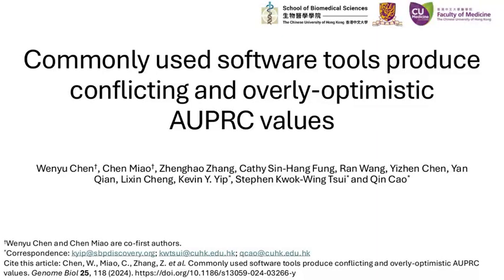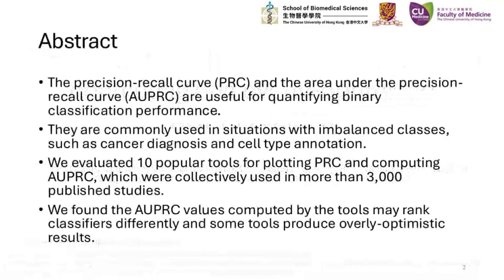Our study focused on commonly used software tools that produce conflicting and overly optimistic AUPRC values. This presentation highlights key findings from our study on evaluating binary classifiers, especially in imbalanced settings like cancer diagnosis or cell type annotation. We examined 10 popular PRC/AUPRC tools, each cited in over 3,000 studies. Our analysis shows these tools can produce inconsistent rankings and sometimes overly optimistic results. Stay tuned to learn which methods are most reliable for your research.